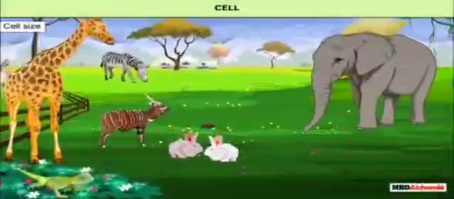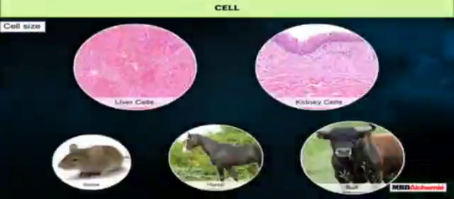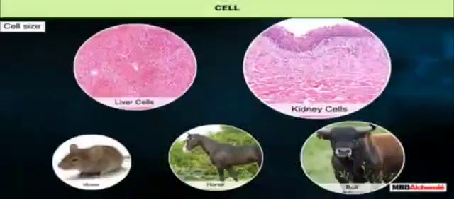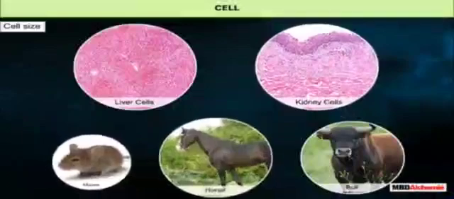There is no relation between the size of the cell and size of the body of the organisms. For example, the liver cells or kidney cells are of almost the same size in a mouse, horse, or bull.